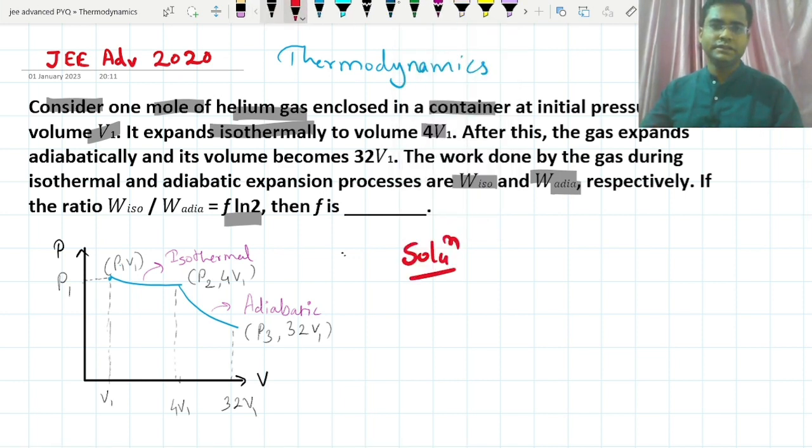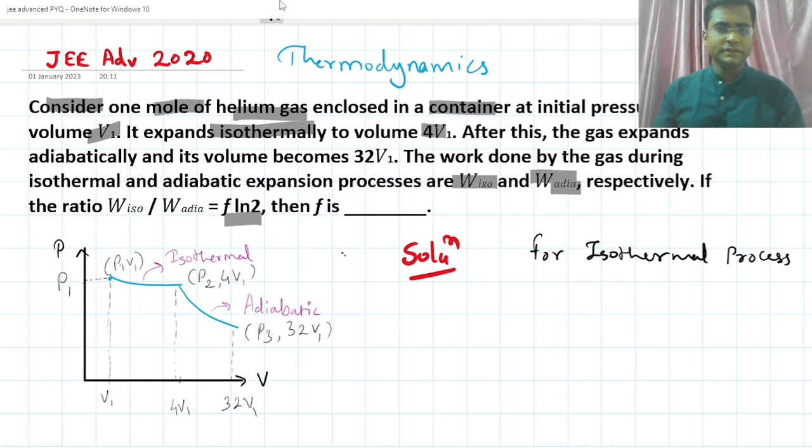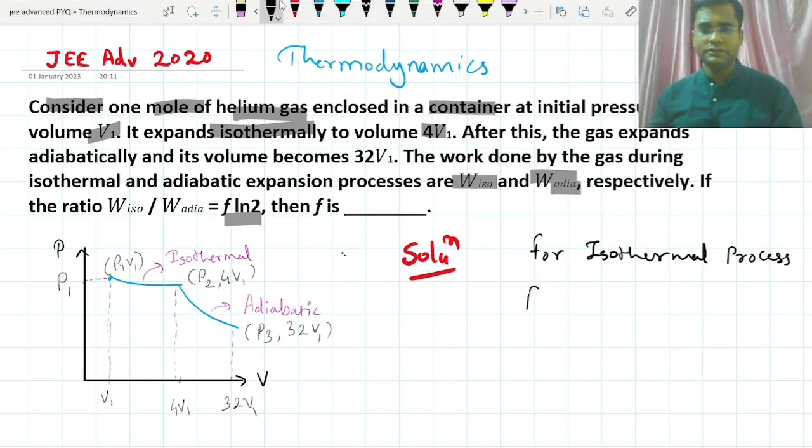The question seems tough, but it's not tough if you go stepwise. So let's think of the isothermal curve. This first curve is the isothermal part. For the isothermal process, what can we write? We can write PV equal to constant, or P1 V1 equal to P2 V2, that is, P initial V initial equal to P final V final.